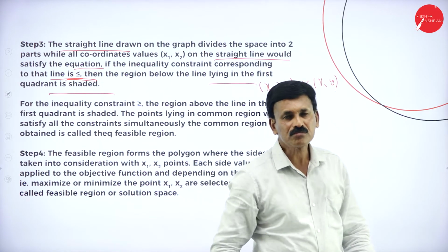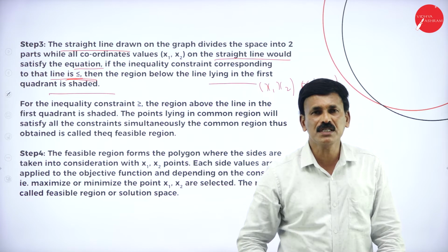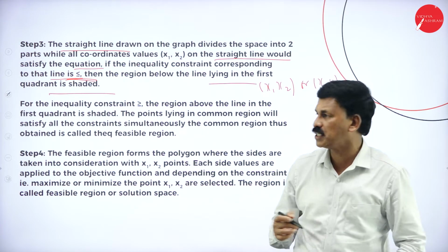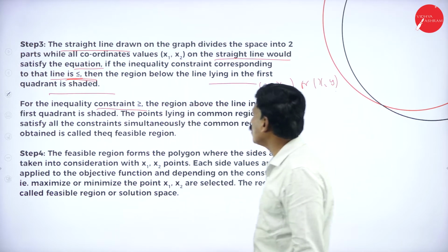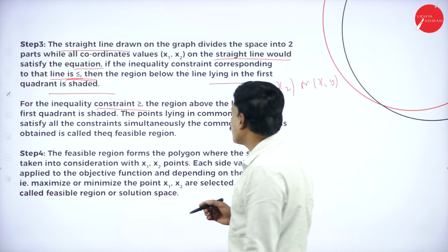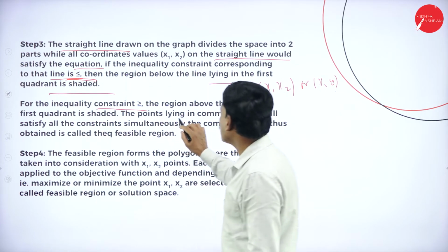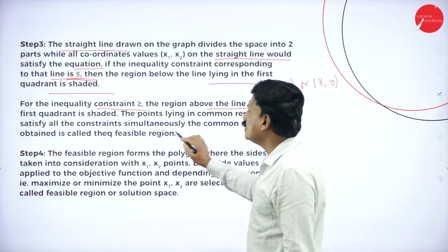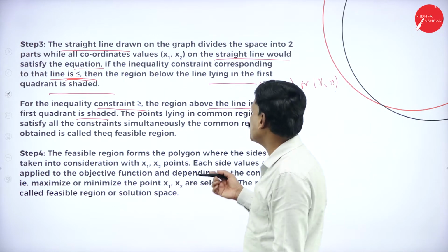That means, if the inequality is less than or equal to, then the feasible region lies towards the origin. Next, suppose the inequality constant is greater than or equal to 0, then the feasible region lies away from, above the origin. So for the inequality constraints, the region above the line in the first quadrant is shaded, that is, above the origin is the shaded region.